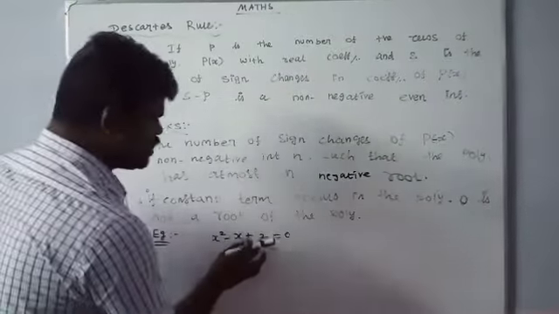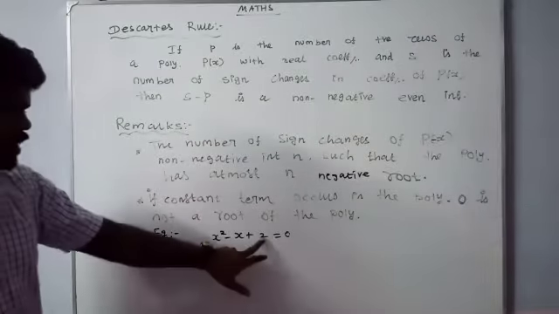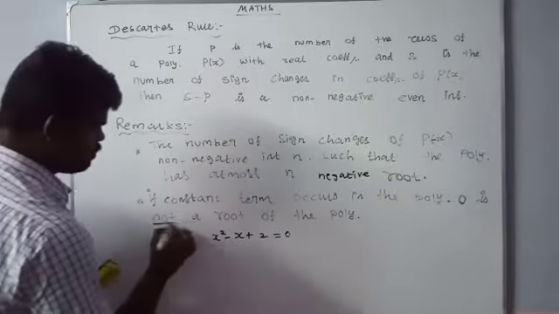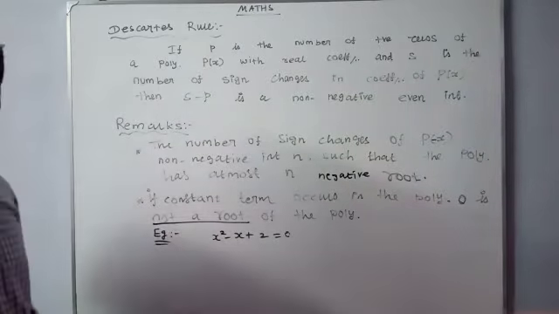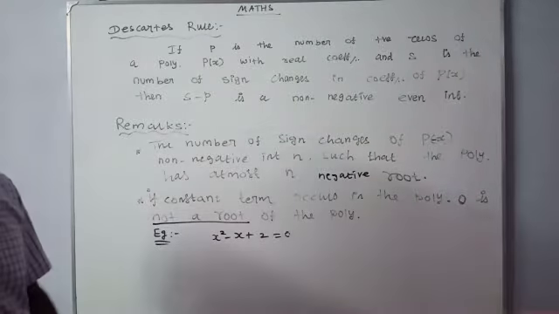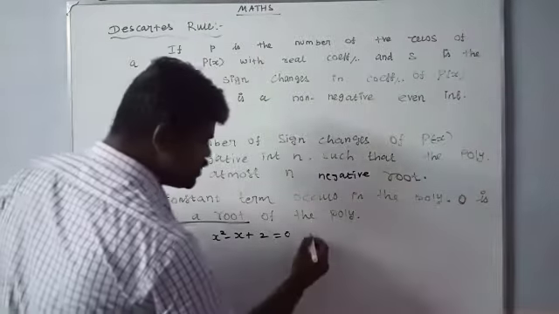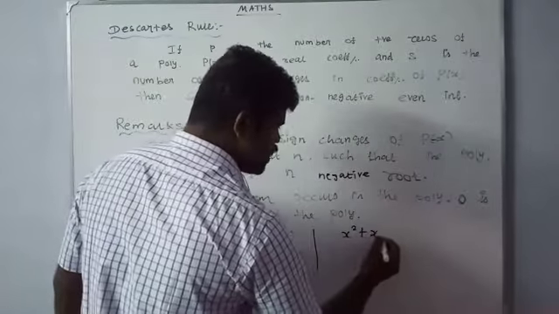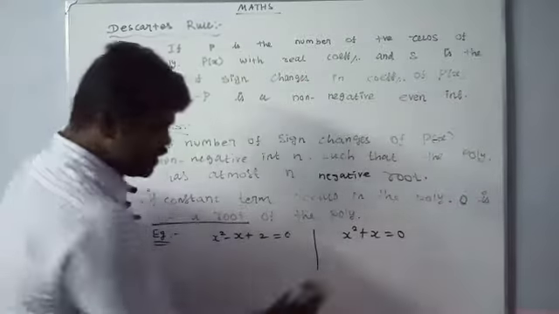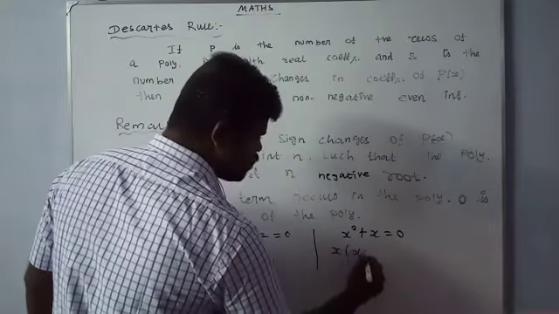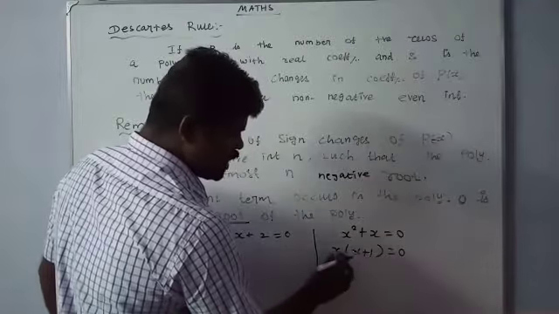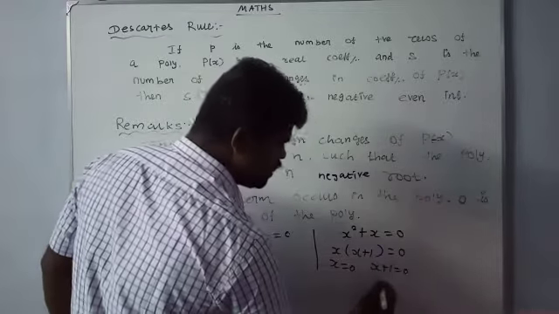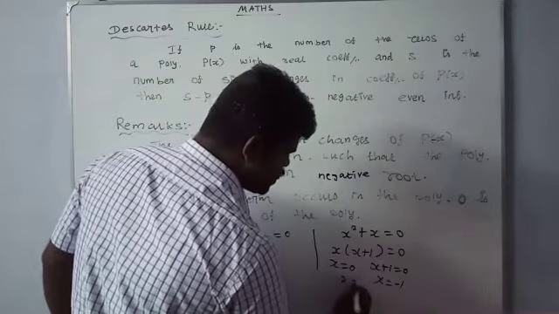And for an equation having a constant term, 0 is not a root. This is a very, very important concept. 0 is not a root. How to see that? Suppose 0 is a root. Then this equation has no constant term, for example x squared plus x equal to 0. Here no constant term. Take x outside: x into x plus 1 equal to 0. Here x is a factor. So x equal to 0 is one factor and x plus 1 equal to 0 is the other factor. Here x equal to minus 1 and x equal to 0.